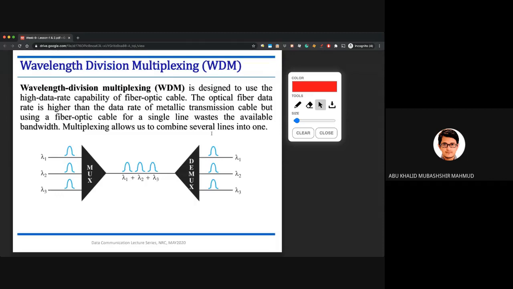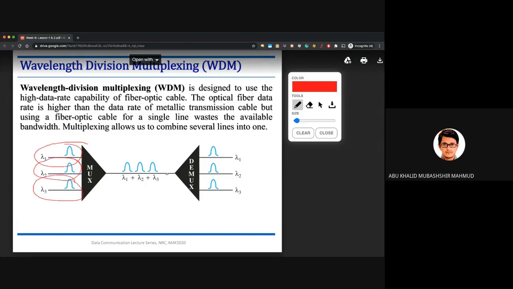So the next type of multiplexing technique is wavelength based. What we have here is that we use various signals of various wavelengths, combine them into a single wavelength using the mux, and then we separate the wavelengths and pass them to different channels using the demultiplexing technique, or demux.